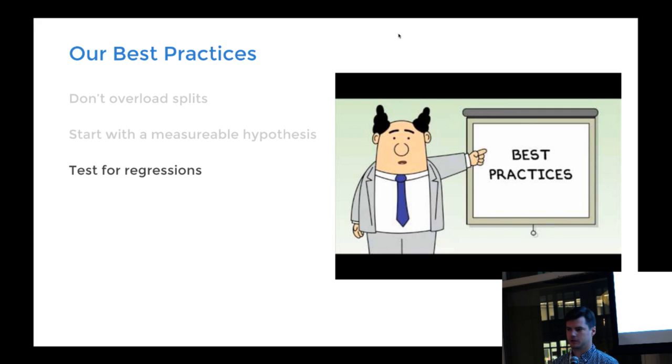Also test for regressions. This isn't regressions in code, this is regressions in metrics. It's not good enough that your experiment positively affected whatever metric you wanted it to. If it negatively affected three other important metrics, that's something you really need to consider when deciding whether or not you want to move forward.